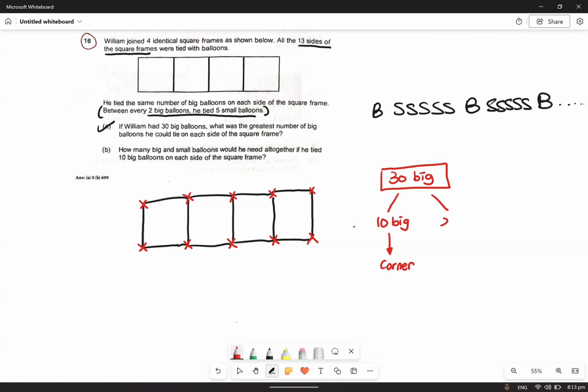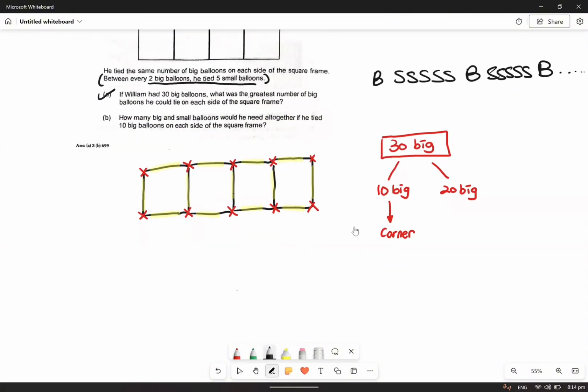So the rest, which is 20 big, will have to be along all of this part over here. All of these 20 big will basically be here, here, here, here, here, here, here, here, here, here, here, and here. Can you understand? How many are there over here? How many parts have I highlighted? 13.